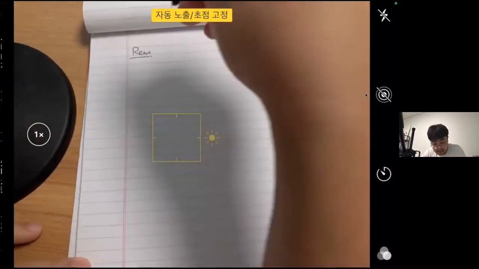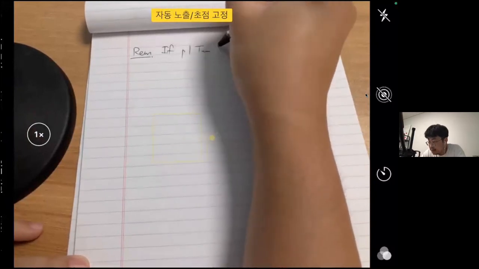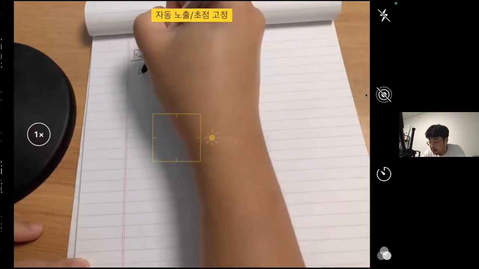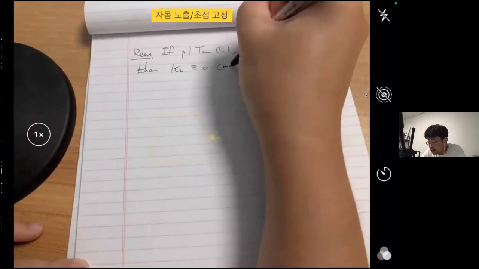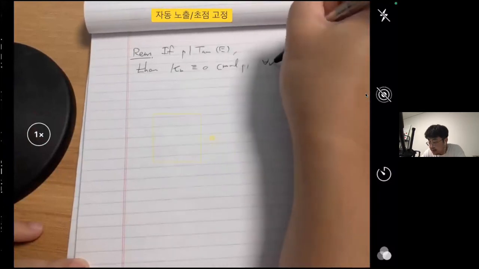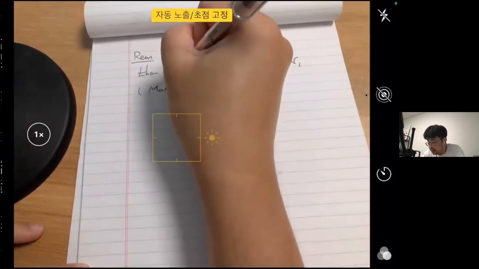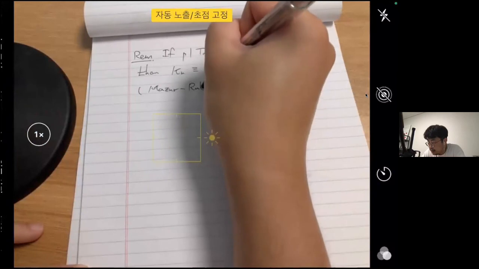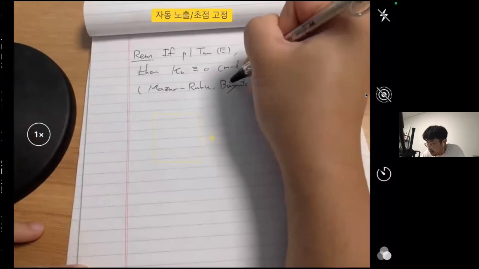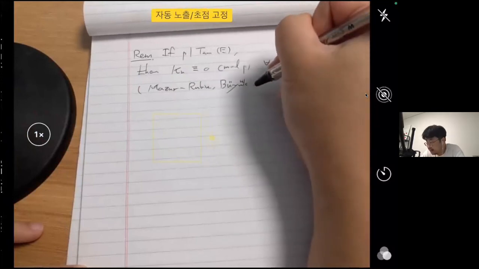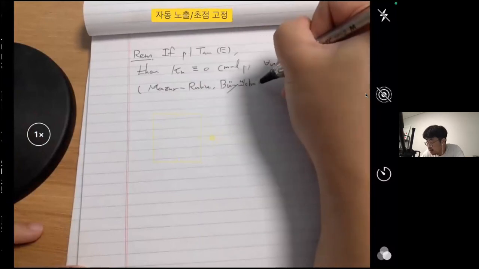The remark is that if P divides the Tamagawa number, then kappa n is congruent to 0 modulo P for all n. This is observed via Mazur-Rubin and the Bloch-Kato product. And in the supersingular case, I think Dimitar Jetchev also recognized this kind of phenomenon.